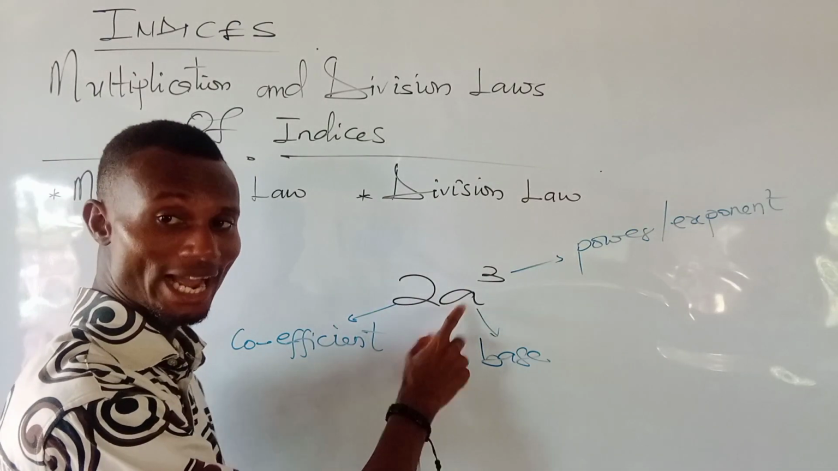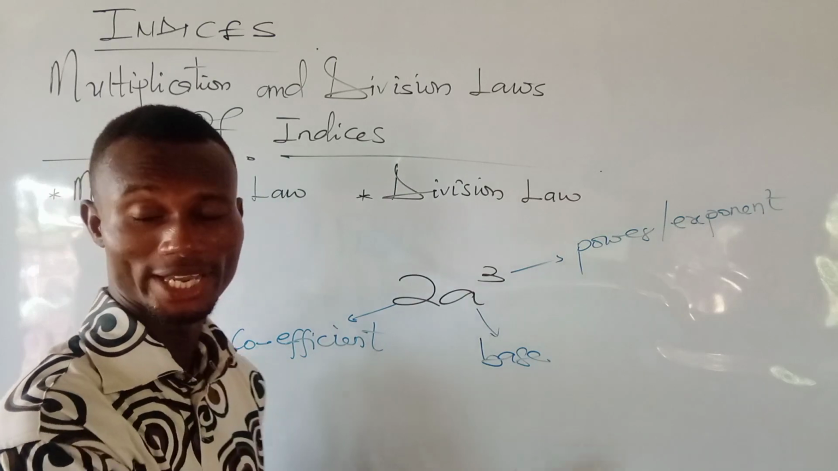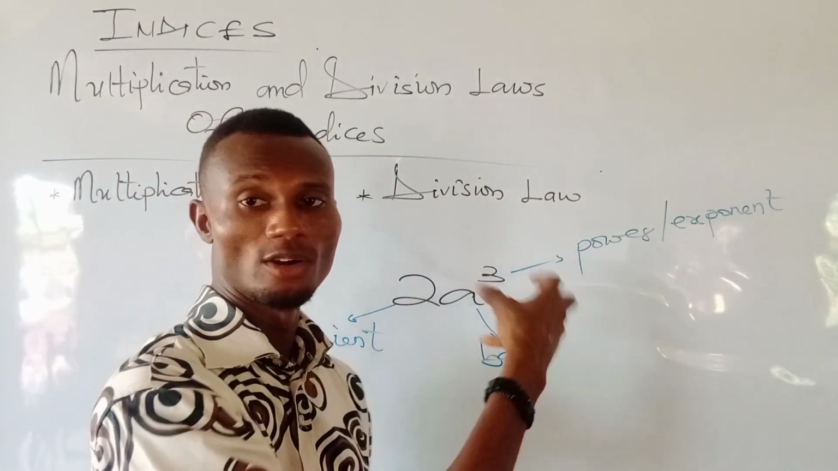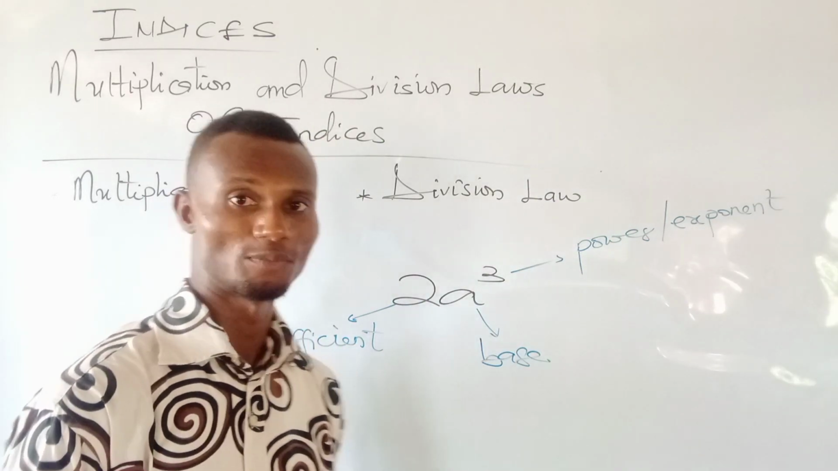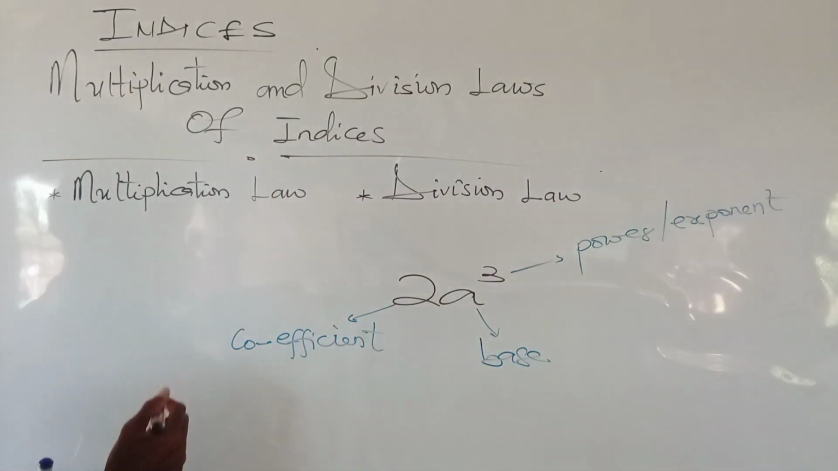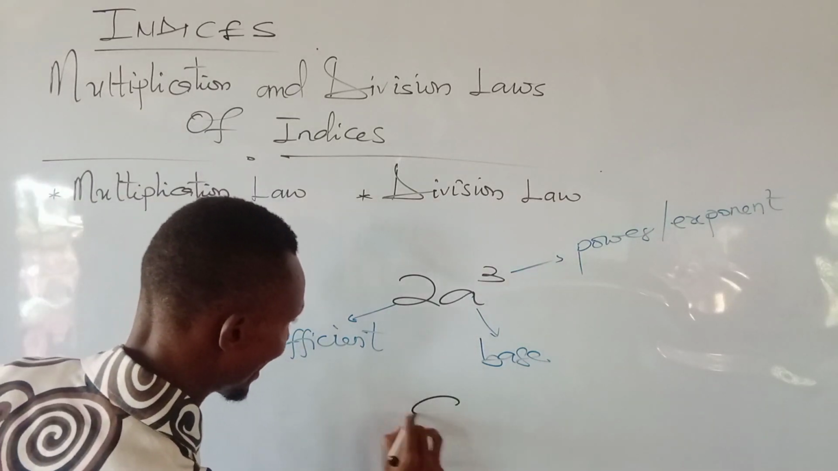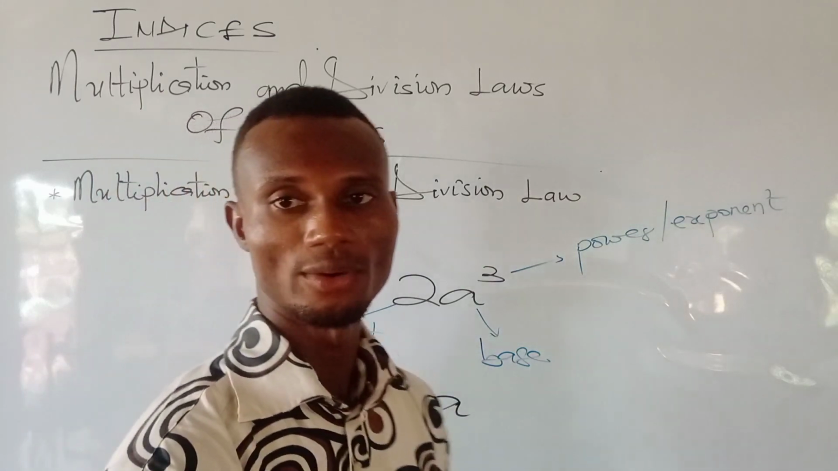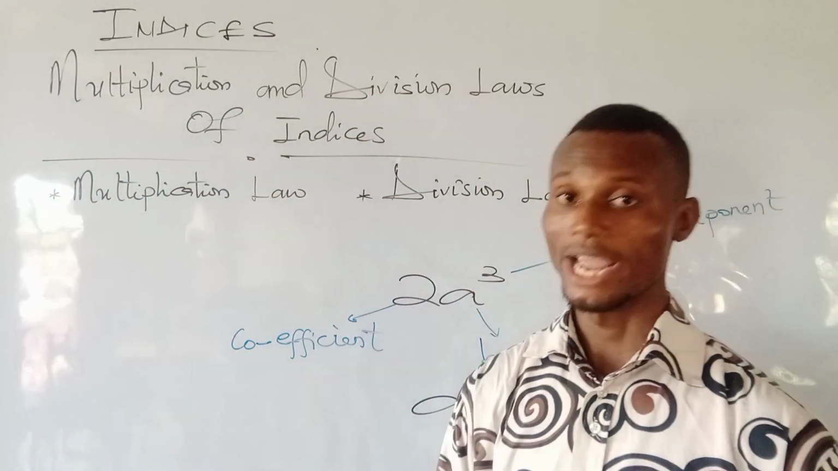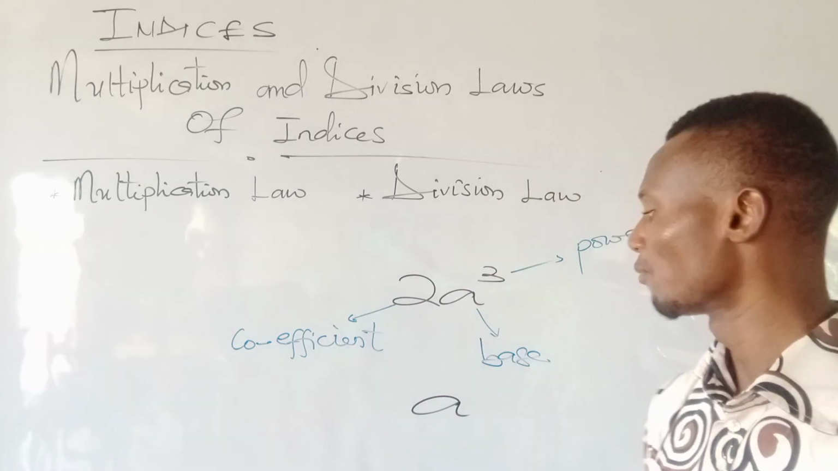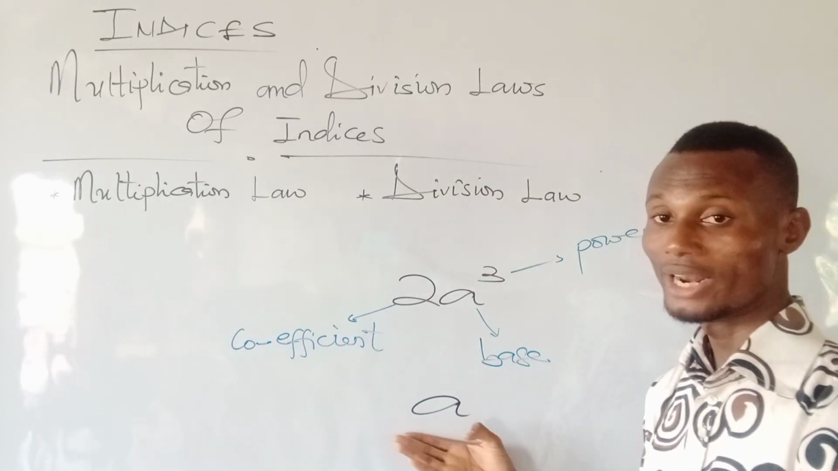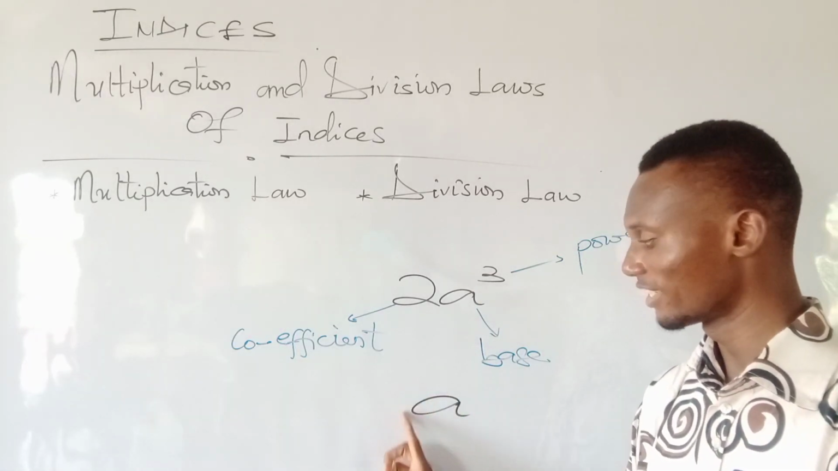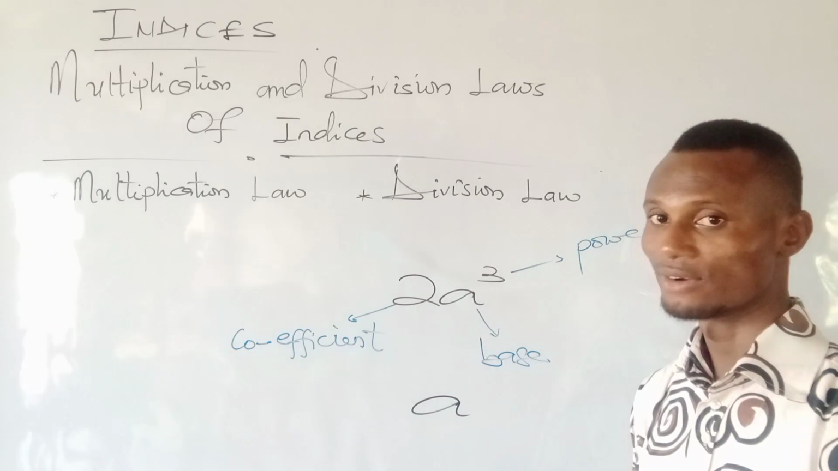And the variable a under the indices, we call it the base. And the number on top of the variable, we call it the power or the exponent. Now, what if you have only a written like this? Someone may be wondering what the power is and what the base is. When you have a standing alone like this, the power is always 1 and the coefficient is also always 1.